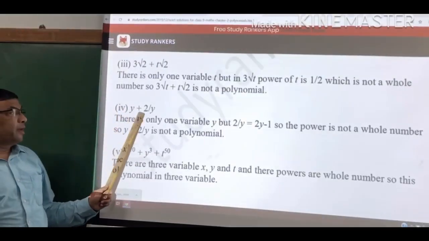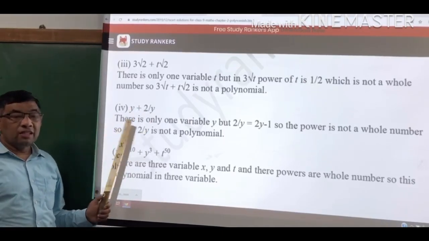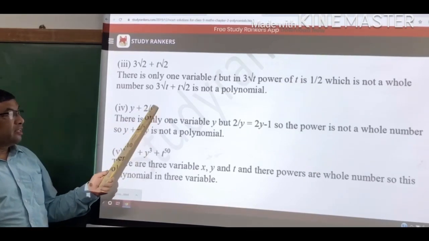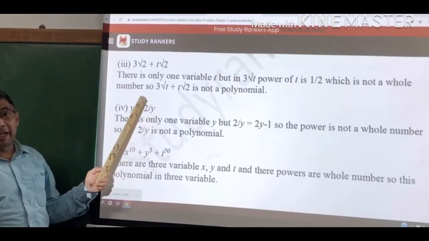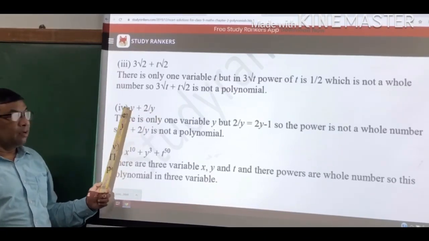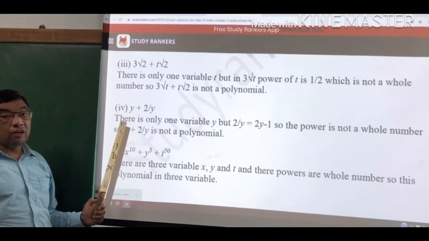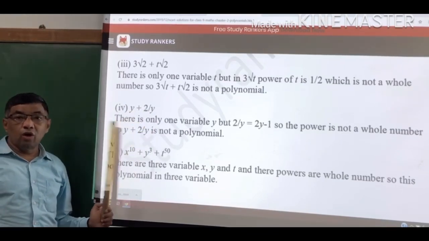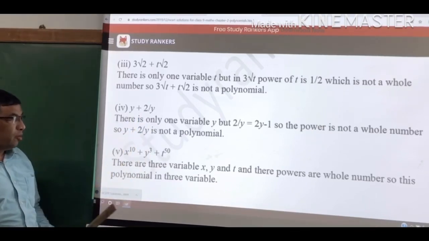Fourth one is y plus 2 upon y. Here 2 upon y is given, means y raised to power 1 is there in the division. If we take it up, then y raised to minus 1 power comes, and so the power of the variable y becomes negative here. So we require only whole numbers, and therefore this one is not a polynomial.